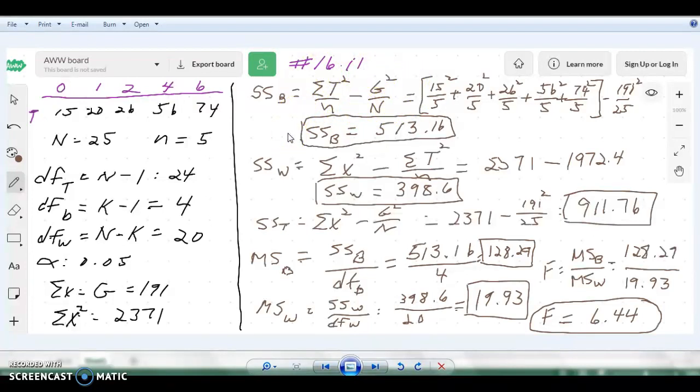This might be a good place for you to pause. But basically, what I did was we have the sum of the squares between, we have the sum of the squares within, and we have the sum of the squares total.